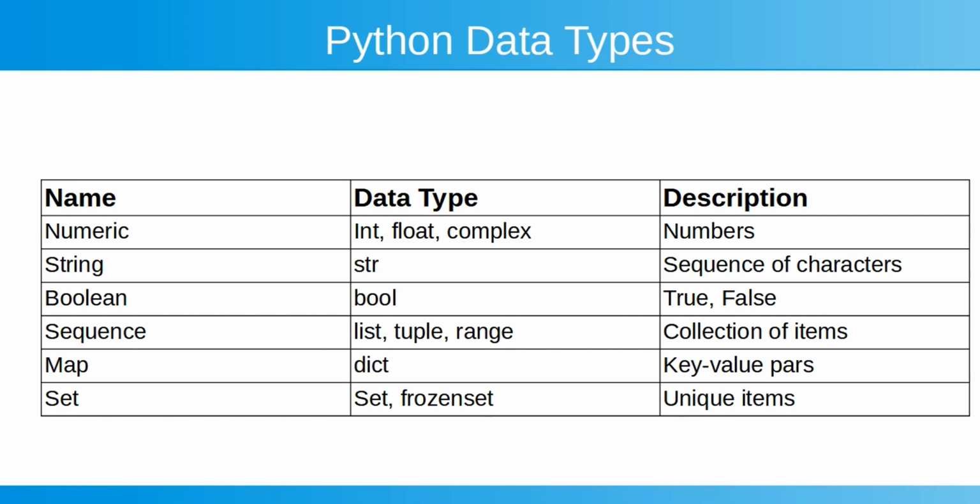Okay, so other than these primary data types, we have something called sequence, map, and set. In sequence we have list, tuple, range. Okay, don't worry about these terms. I will explain each and every data type in detail, like list, tuple, range, dictionary. We will see them in depth. So don't worry as of now. I will just give an introduction, and maybe in later videos we can see them in detail.